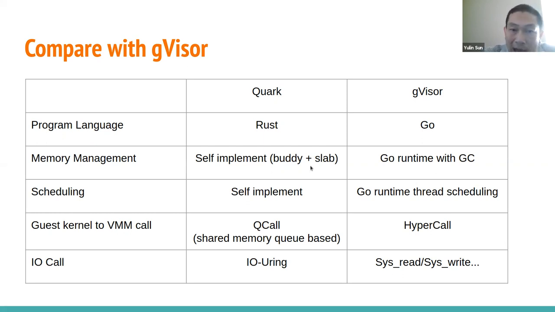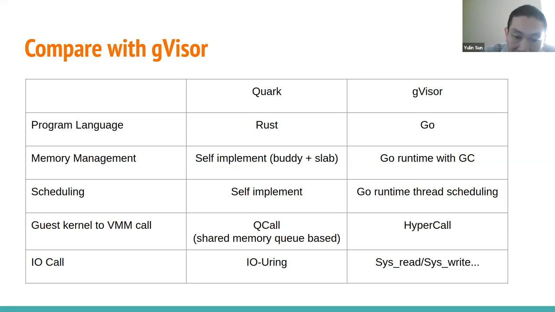But now for Rust, we can plug in our own heap management. So far in the qvisor, we are using the buddy algorithm plus slab memory management to manage the heap memory. Another is scheduling. That's just what we mentioned.